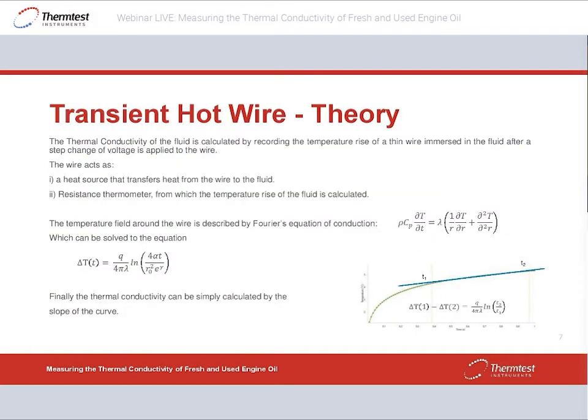A few things about the transient hot wire theory. According to this technique, the thermal conductivity of the fluid is calculated when we record the temperature rise of a thin metallic wire immersed inside a fluid, when we apply a step voltage to it. In that case, the wire acts as a heating source that transfers heat from the wire to the fluid, and at the same time as a resistance thermometer from which we can calculate the temperature rise of the fluid. From Fourier's equation of conduction, we can calculate the temperature rise of the wire and of the fluid, and from the slope of the straight line, we can calculate the thermal conductivity of the fluid.